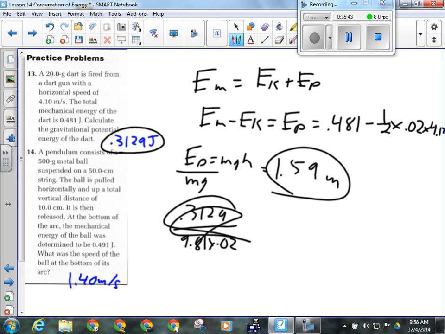Hey, think about it. If you're throwing a dart, you're throwing it from about eye level. It's about 1.5, 1.6 meters off the ground. Right? You're not throwing it from down here. Well, if you are, you're not playing darts right.